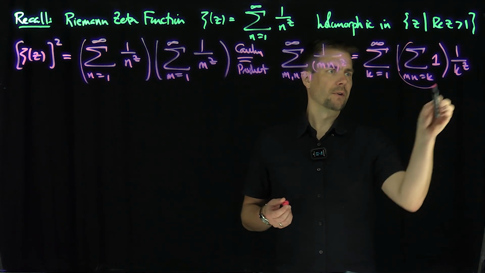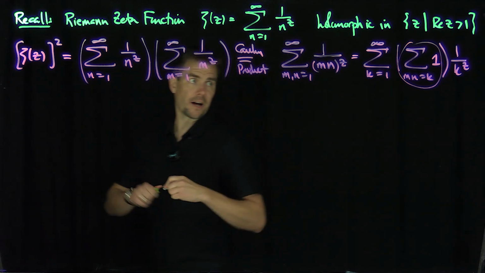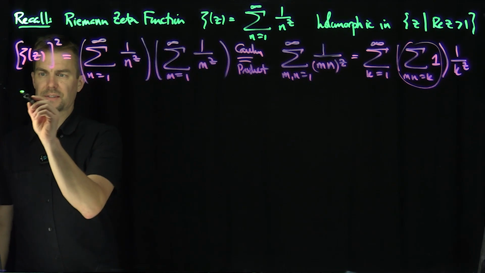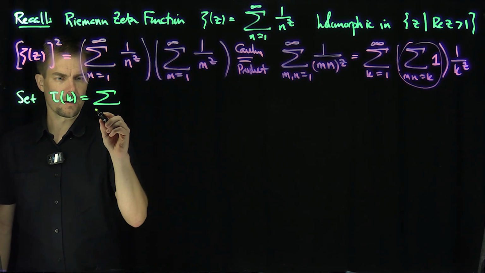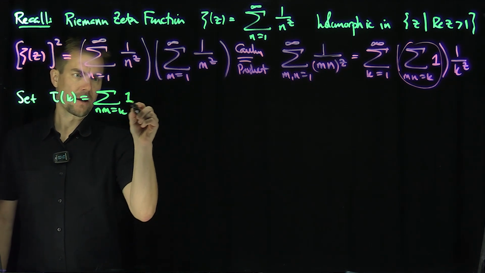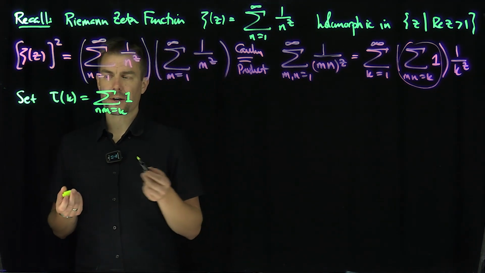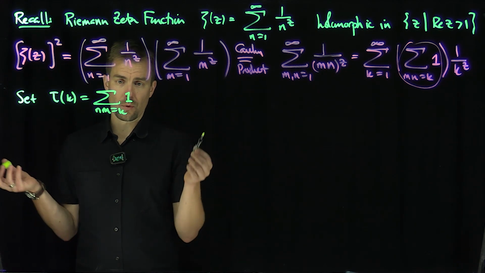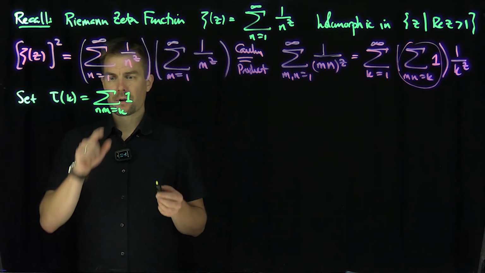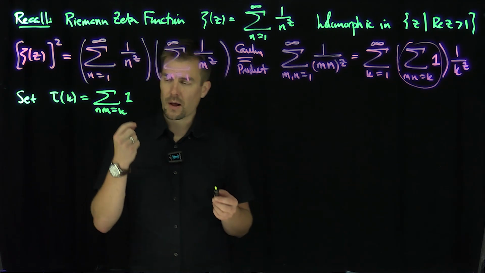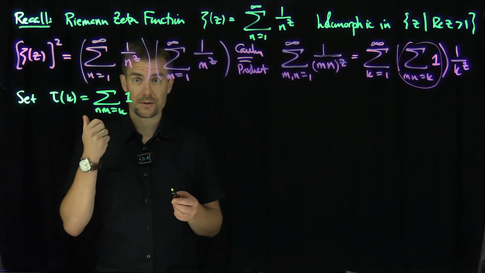So let's examine this sum over here. This is equal to 1 whenever m times n is equal to k. So let's do some particular values. Let's set tau of k to be the sum over all m and n equal k of just 1, where m and n are integers bigger than or equal to 1. What is this counting? If k is equal to 1, m and n both have to be 1. If k is equal to 2, you can have a 1 and a 2 or a 2 and a 1. There's 2 of those. If it's equal to 3, you can have a 1 and a 3 or a 3 and a 1. There's 2 of those as well. If it's a 4, you can have a 1 and a 4, a 4 and a 1, or a 2 and a 2. There's 3 of those.